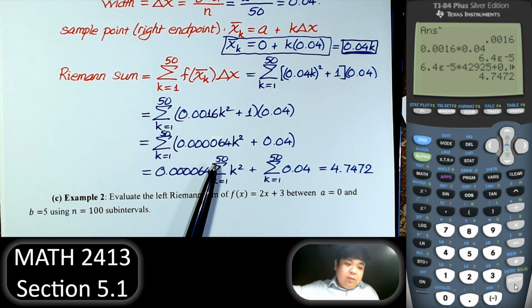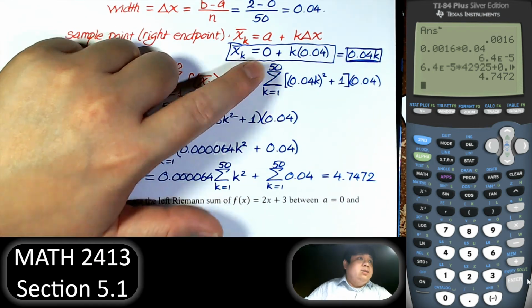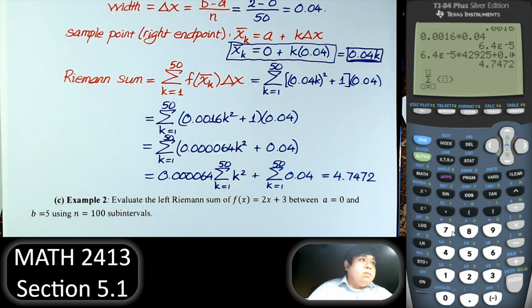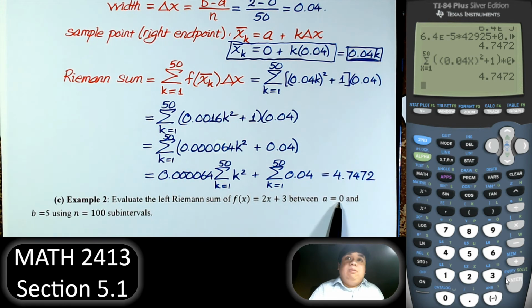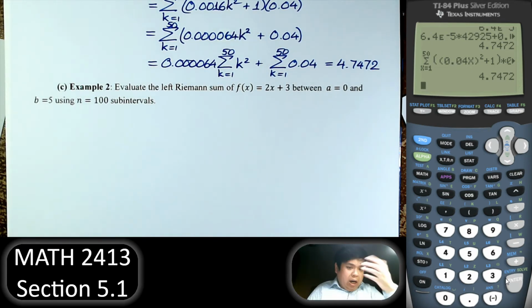Of course, how about we enter that in the calculator? And that times 0.04. Should we get the same thing? Sorry about that, this is a notification. Right, so same thing, right?